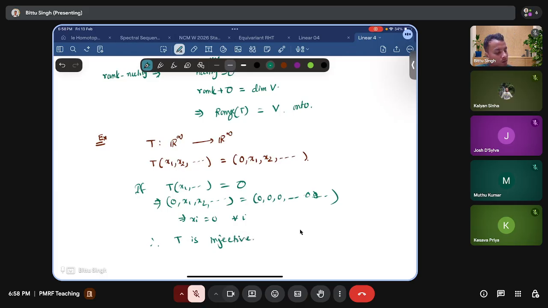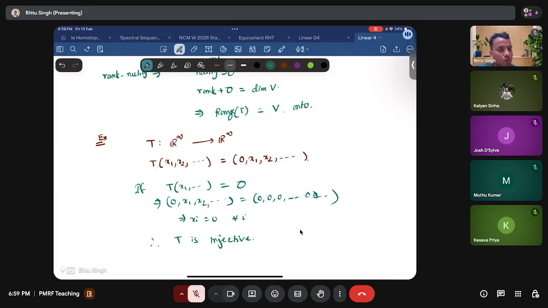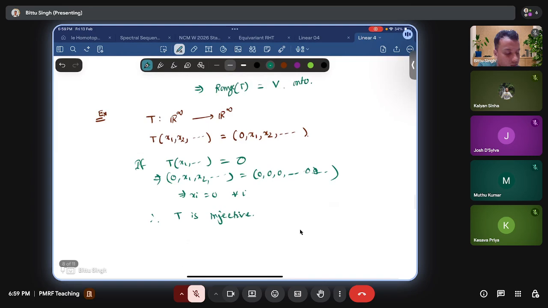But can you see that though T is injective, it is not onto? Can you see that? Yes, sir. Yes. So which element does not belong to the range?